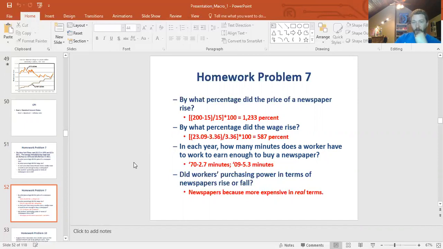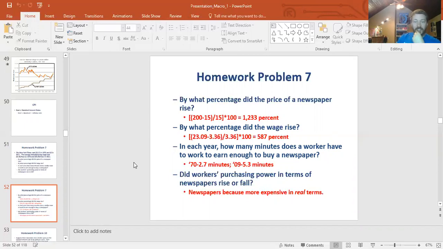You have to work more to buy a newspaper, right? The price of the newspaper has risen more rapidly than the wage. So the real wage has fallen. That's an important term, the real wage, not the nominal wage, not the number of dollars that you receive, but the real wage. How much stuff can you buy?